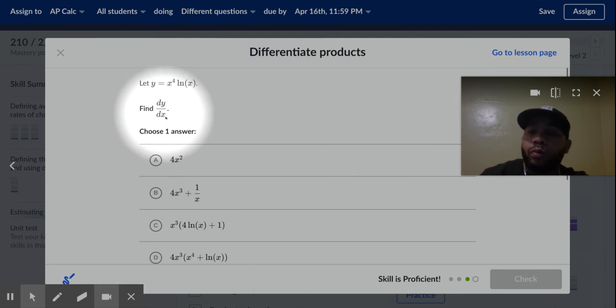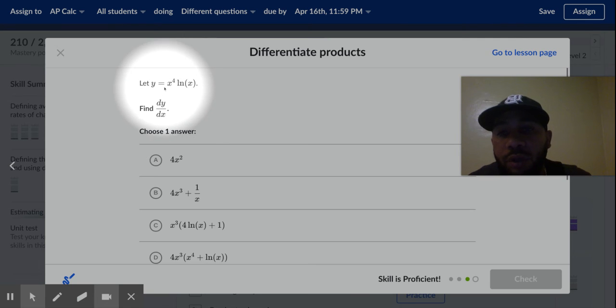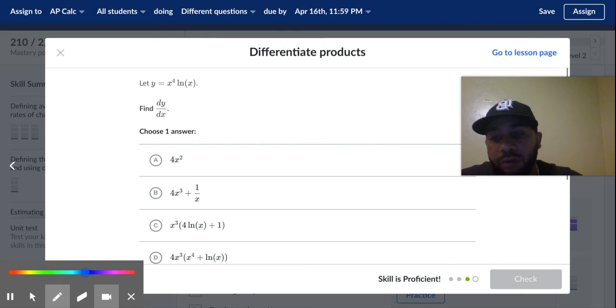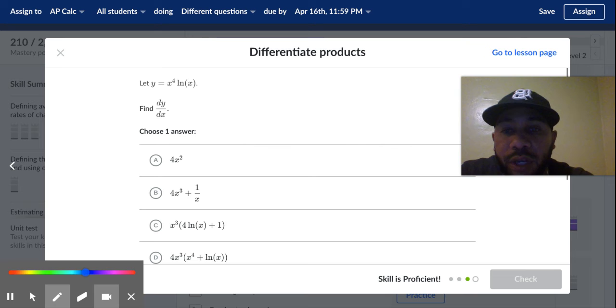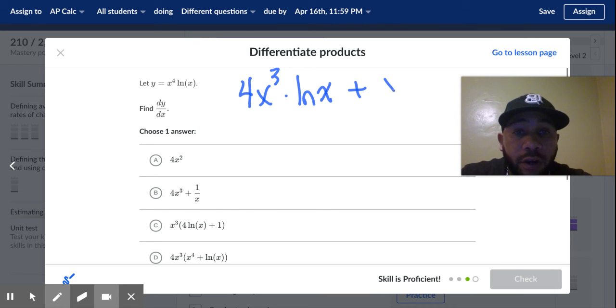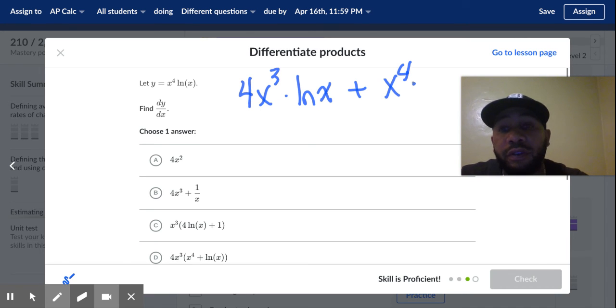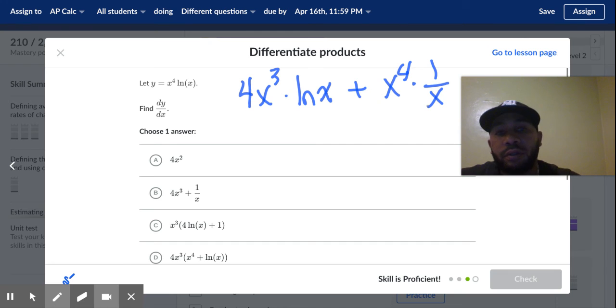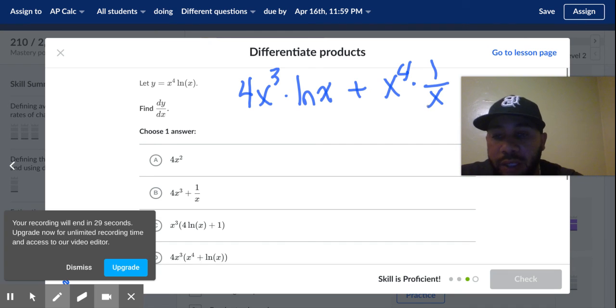So now again, they want us to find dy/dx. We got our u function and our v function, and we really have to think about what we have here. Now I'm going to go straight to it. This is calculus, so we're going to go straight to it. The derivative of the first is 4x to the third, times the second, ln x, plus the first, x to the fourth, times the derivative of ln x. And you've got to remember the derivative of ln x is 1 over x.